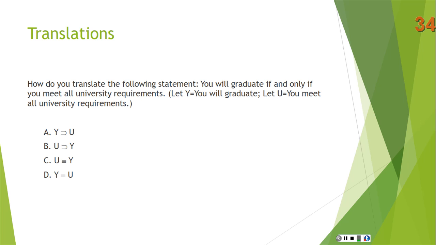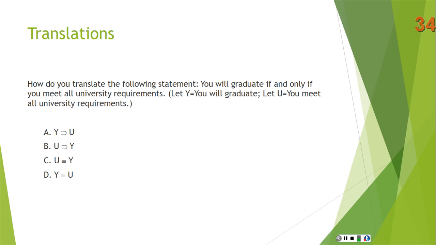Okay, so C or D. If you want to reflect the English as accurately as you can, then you should put D. Because it says Y equals you will graduate. That comes first in the sentence. You put the Y before the triple bar. U equals you meet all university requirements. That comes after the if and only if in the sentence. You put it after the triple bar. Okay, but you could switch it around and logically it doesn't matter. So C or D works. You'll get full credit on the test if that's how you translate an if and only if statement.